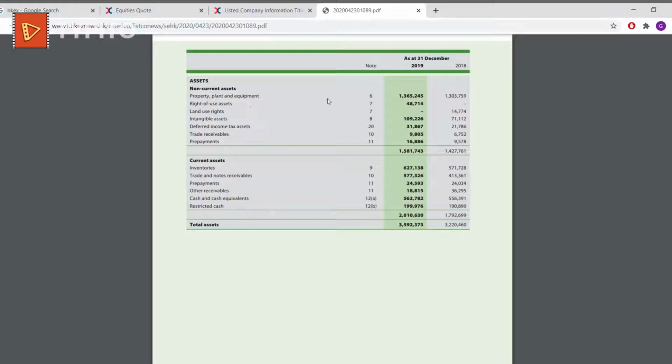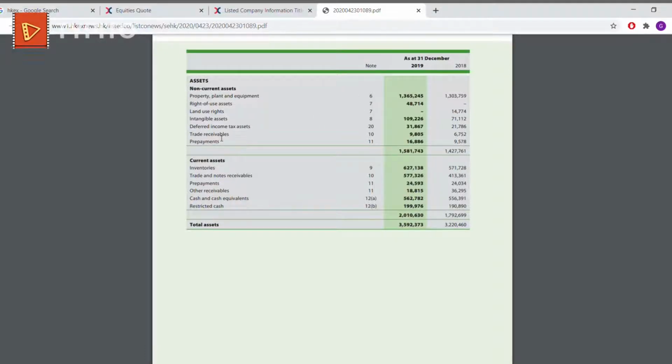So for these cases, we do not expect the entire asset value, the entire economic benefit of the asset, to flow to the company within the next 12 months. Hence, we classify it as non-current.